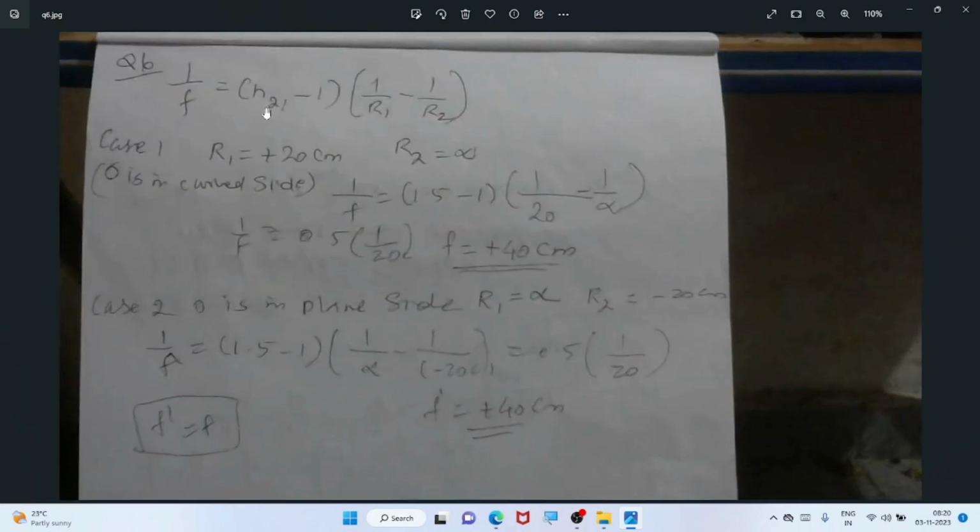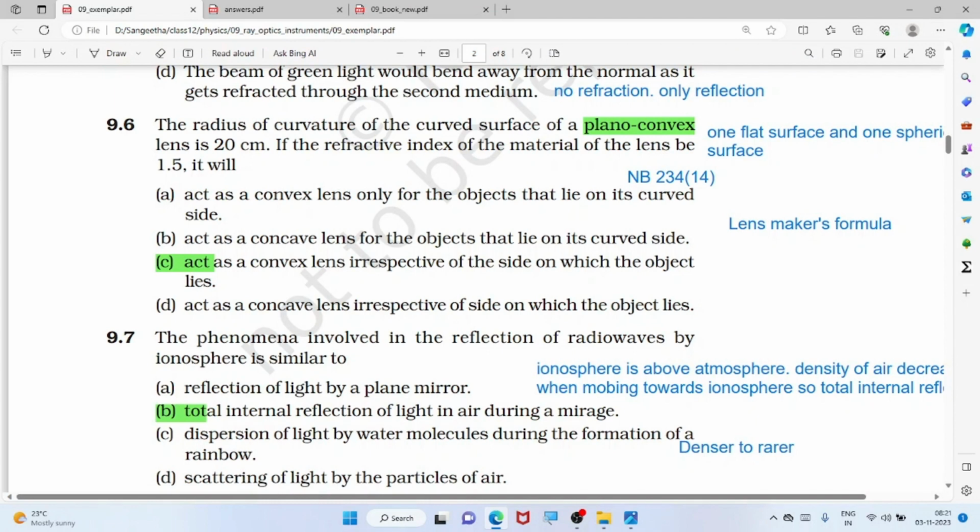So this is the lens maker formula. If you change R1 and R2, then the focal length will not change. So f dash is equal to f. Here R1 is plus 20 cm and R2 is infinity; here R1 is infinity and R2 is the same. So in both cases the focal length won't change, irrespective of the side on which the object lies.